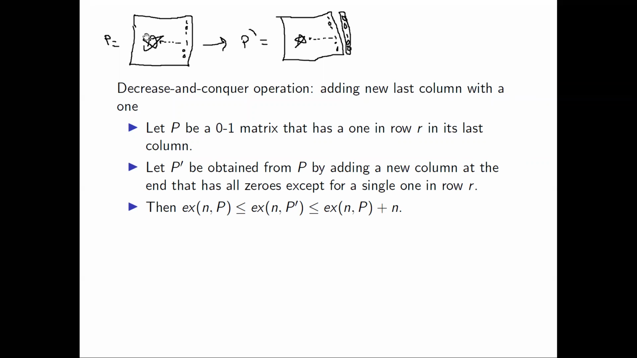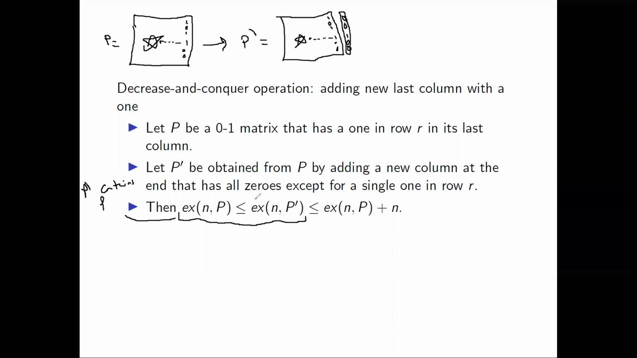So the inequality, the first part of it is not that interesting. The first part says that the extremal function for P is less than or equal to the extremal function for P prime. And that's immediate because P prime contains P. And for any 0-1 matrices P prime and P for which P prime contains P, it must be true that ex(n, P) is less than or equal to ex(n, P prime). That's a property that we also proved in the last video.